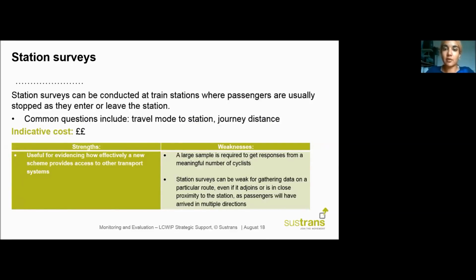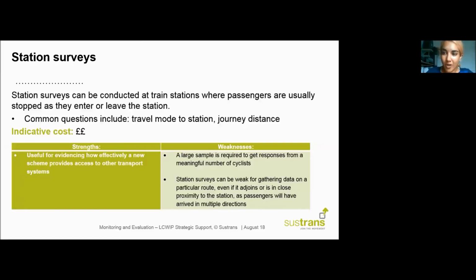Station surveys. These are again focused on access to stations, where individuals who are arriving at a station are asked what travel mode they use to access a station. They may also be asked journey distance or how often they travel to the station. In terms of indicative costs, higher than the parked bicycle counts, because they involve an individual stopping people and recording the data. They're mostly just relevant for schemes where you're seeking to influence access to a public transport hub or a station.